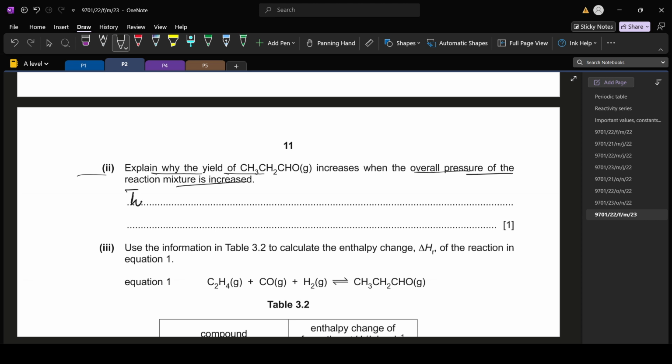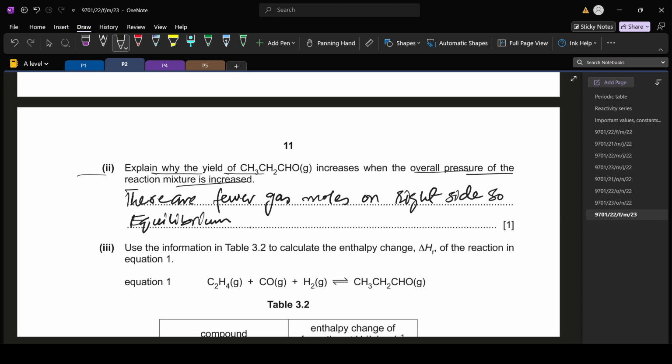There are fewer gas moles on the right side. So equilibrium shifts to the right side.